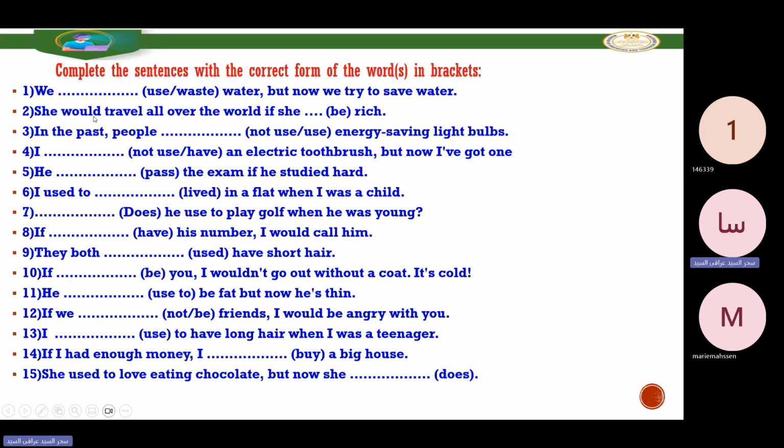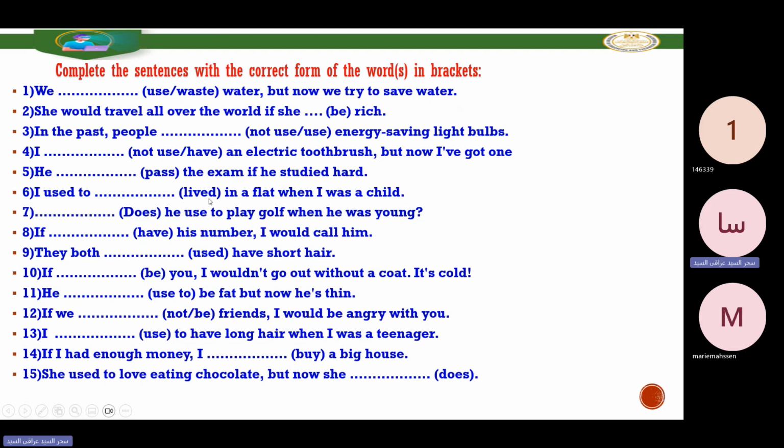Number 2. She would travel all over the world if she be rich. Of course, we should correct it. In the past, people not use energy-saving light bulbs. Number 4. I not have an electric toothbrush, but now I have got one. Number 5. He pass the exam if he studied hard.